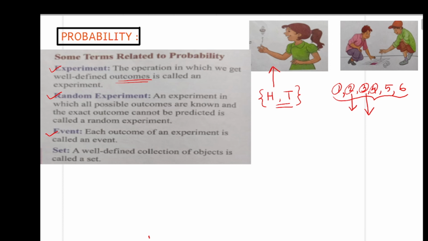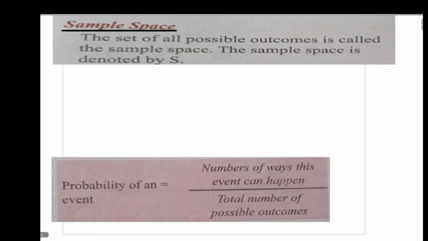Next, set. A well-defined collection of objects is called a set. Suppose days of a week, months of a year. That is well-defined, that is called a set. A set can be represented by giving curly brackets, and it is denoted by a capital letter. These are the terms you have to remember. Then sample space. The set of all possible outcomes is called the sample space. The sample space is denoted by S.